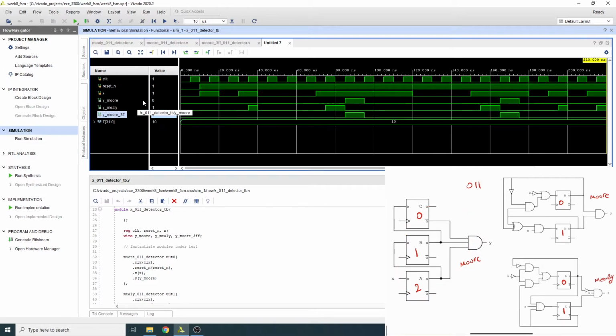So technically, since it's looking for a 0 followed by 1 followed by 1, I should be looking at the same outputs. And as it turns out, no, only the Moore outputs, which are this one and this one, are the same. This here is a Moore and the Moore, but the Mealy is a little bit different. So let's see it.